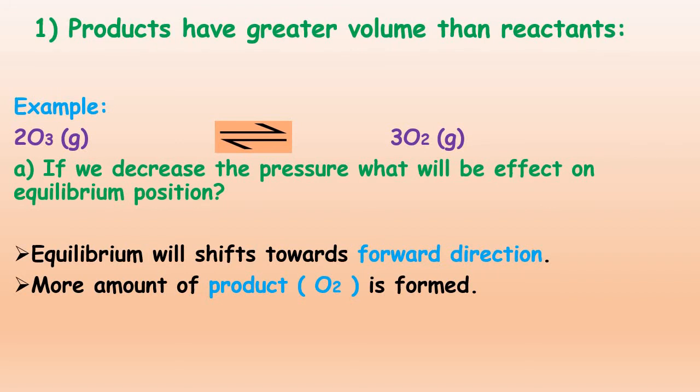Now in the second case, if we decrease the pressure, then what will happen? If we increase the pressure, it moves towards backward. So if we decrease the pressure, it will definitely move towards the forward direction. I have written here, it will move towards the forward direction, and there are 2 marks for this question. And when it is moving towards the forward direction, more amount of product is formed, and the product is O2, oxygen.